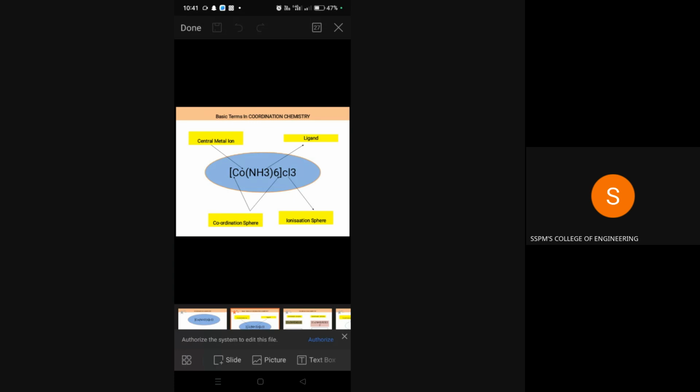सो आता तुम्हाला जो समोर एक्झाम्पल दिलेला आहे ते आहे होमोलेप्टिक कॉम्प्लेक्सचे एक्झाम्पल. होमोलेप्टिक का म्हणणार आहात, कारण जे सगळे कोबाल्टला अटॅच झालेले लिजँड आहेत दे ऑल आर सेम, दॅट इज NH3. सो फॉर्म्युला बघा, [Co(NH3)6] दॅट इज स्क्वेअर ब्रॅकेट अँड Cl3 दॅट इज आयनायझेशन स्पियर.